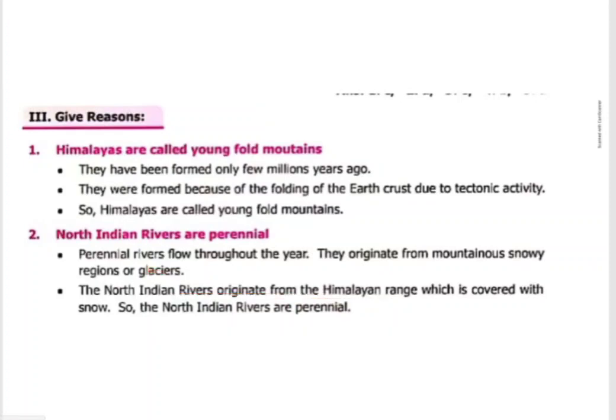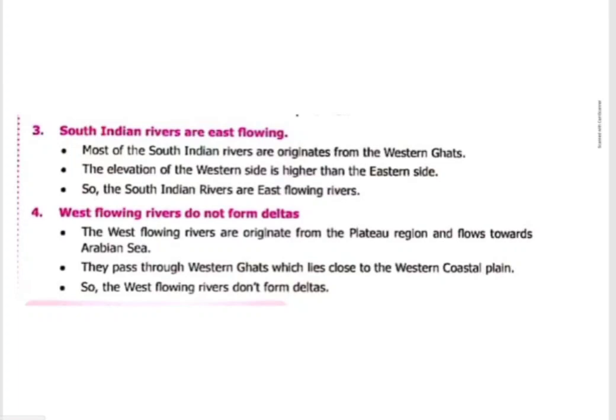The next one, the third, is South Indian rivers being east flowing. In South India, many rivers are there: Mahanadi, Godavari, Krishna, Vaigai, Kaveri. So many rivers. All of those rivers flow towards the Bay of Bengal and finally mix with the Bay of Bengal. So that's their question here: South Indian rivers are east flowing rivers, in the sense that they mix with the Bay of Bengal.